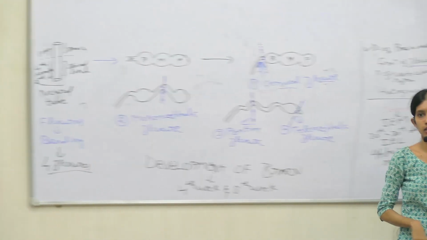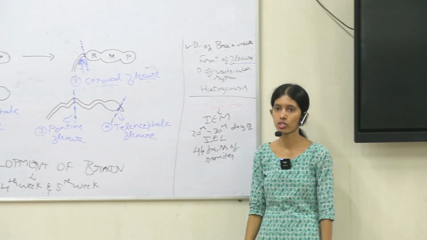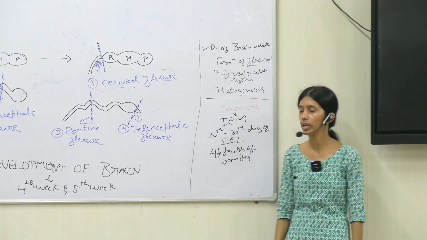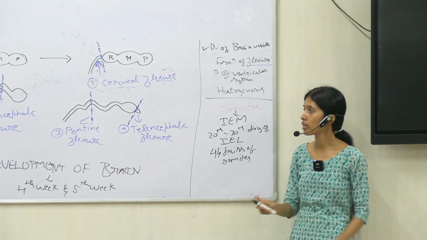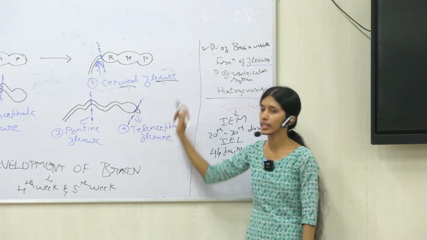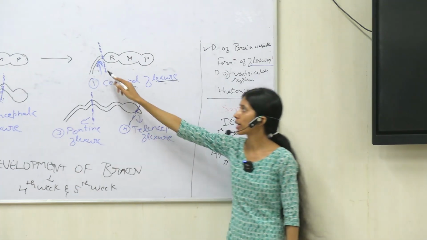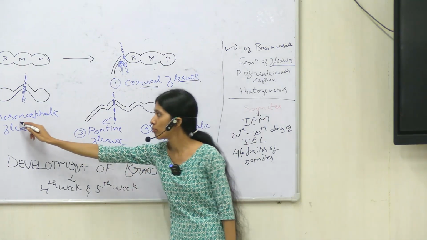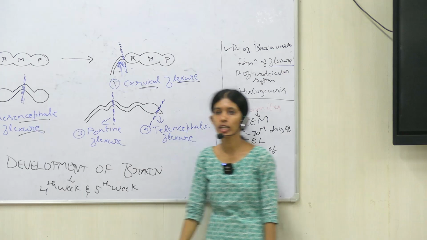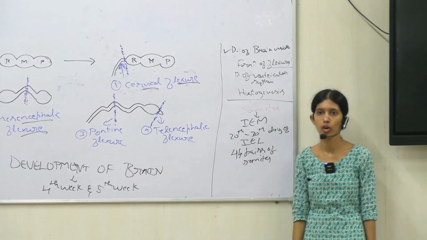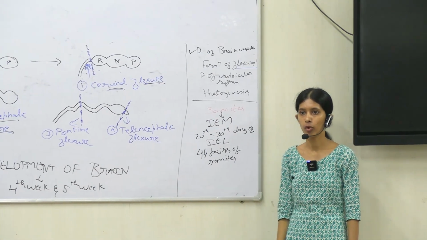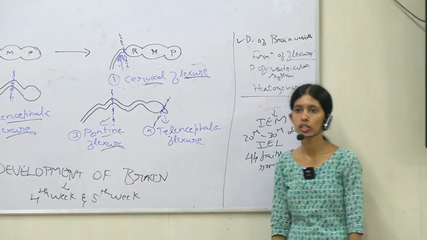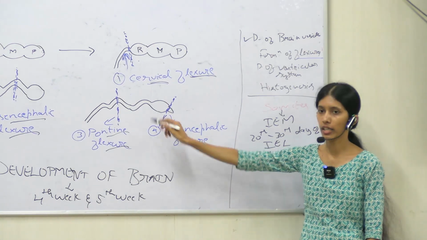These are the 4 important flexures or bendings we see in the development of the brain. The very first one is cervical flexure that takes place between your spinal cord and the rhombencephalic part. The second one is mesencephalic flexure. It takes place in the mesencephalon or in the midbrain area. The third one is pontine flexure. This bending takes place at your rhombencephalic area.